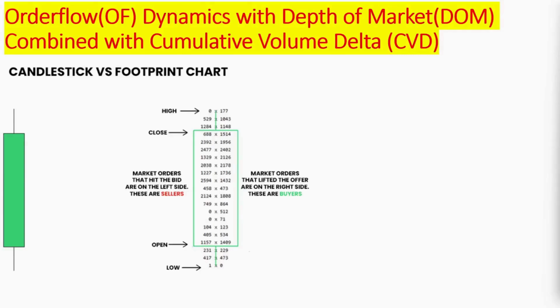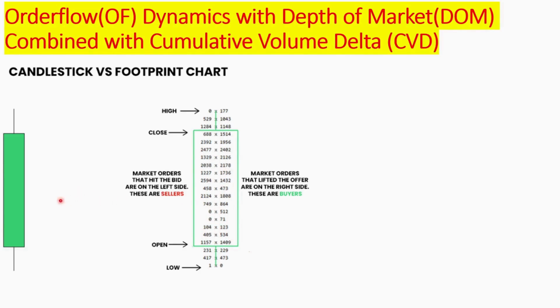With that established, let's now dig deeper into order flow dynamics combined with the depth of market and cumulative volume delta, which will give us even sharper insights. If you look at this slide, you will see the distinction between a candlestick chart and a footprint chart. While a candlestick might show a large green bar, it doesn't reveal the nuanced interaction between buyers and sellers at each price level. That's where the footprint chart or order flow comes into play.